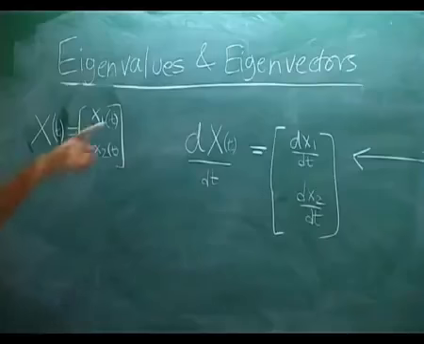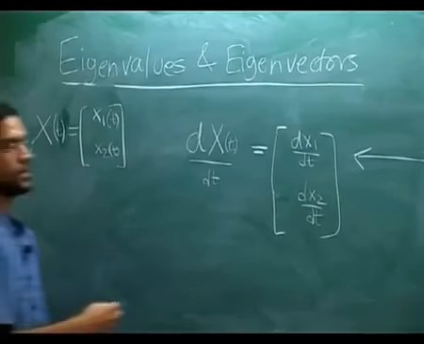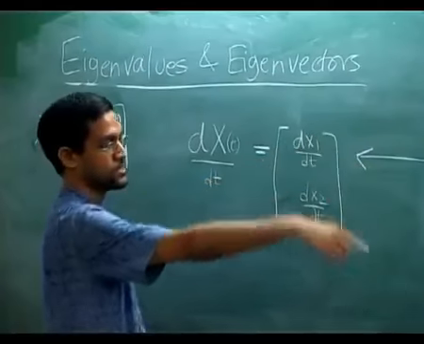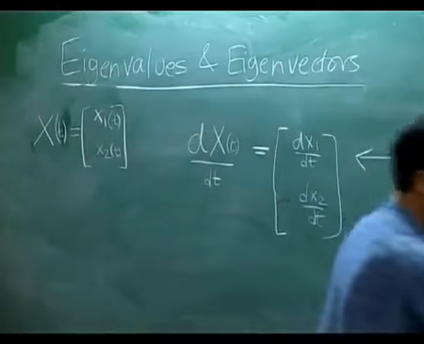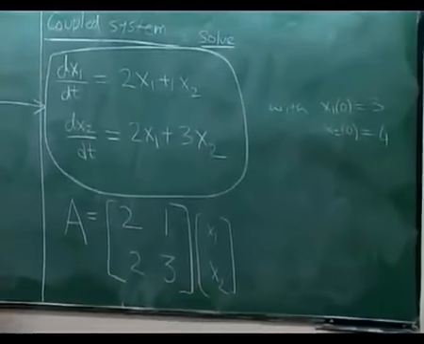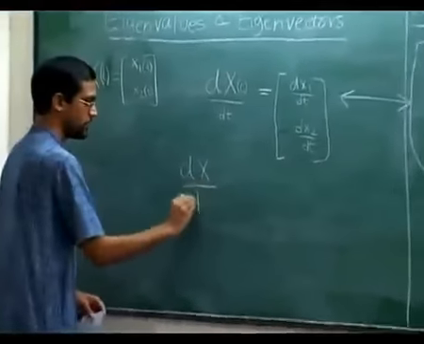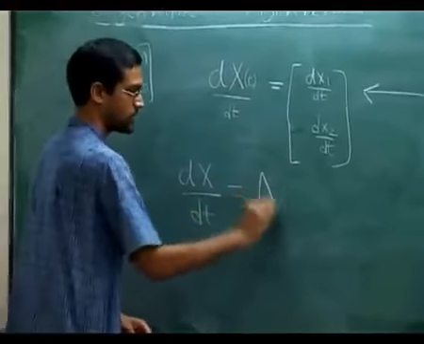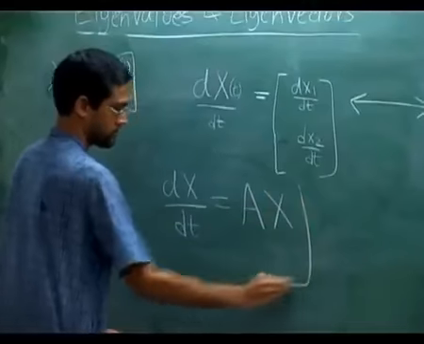Now on the other side, what is it that I have? It is AX, right? Observe 2x1 plus this etc. is what I will get if I take A and multiply it by x1, x2. Therefore my equation can be written like this: d capital X by dt is the matrix A times X.